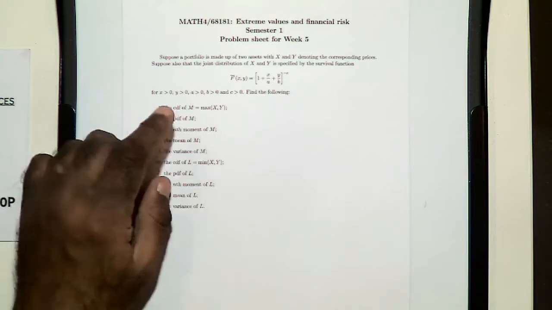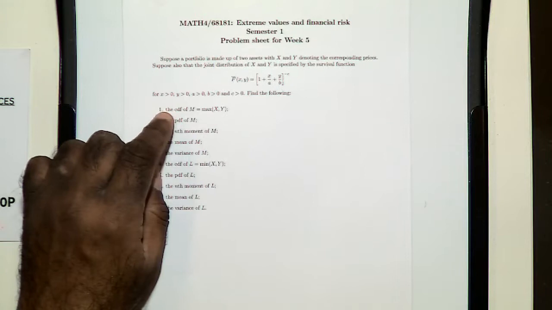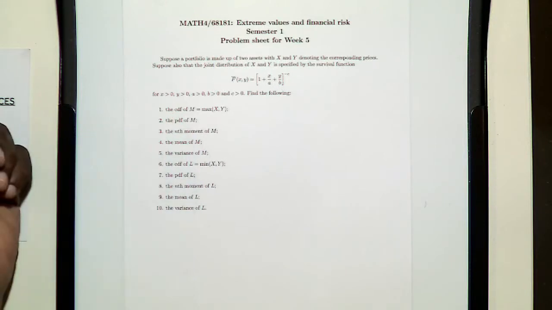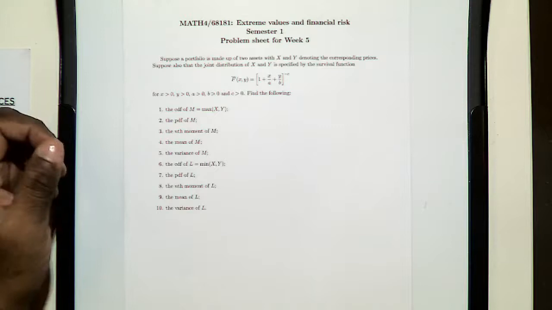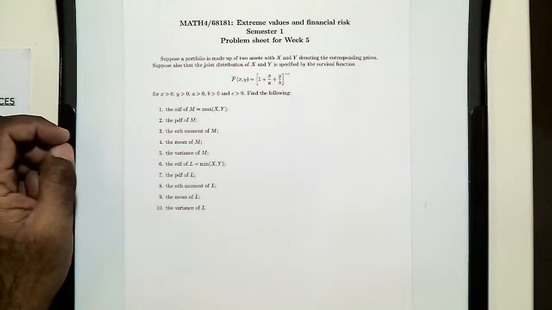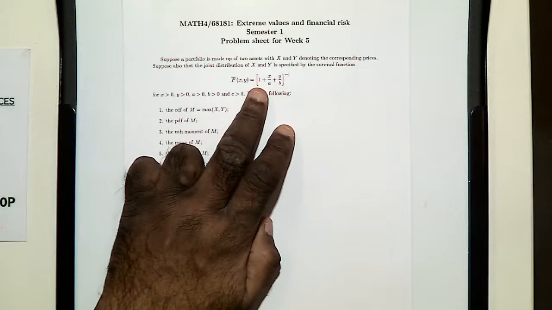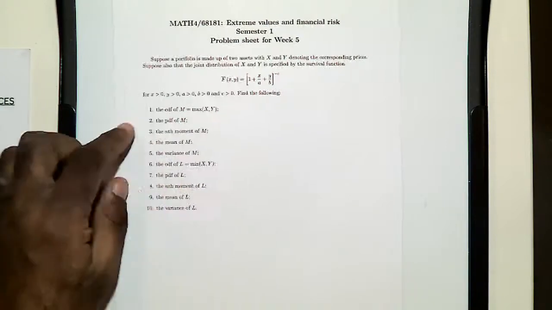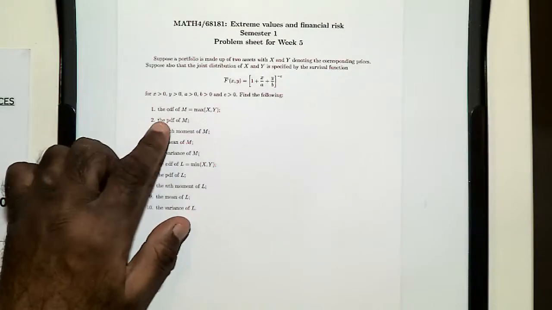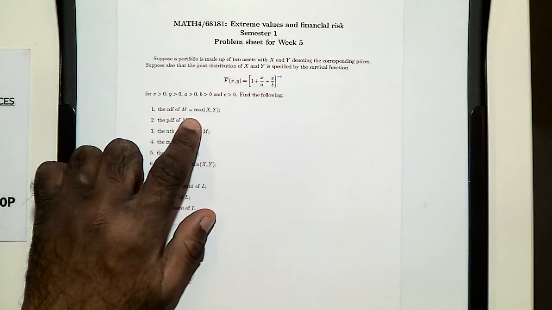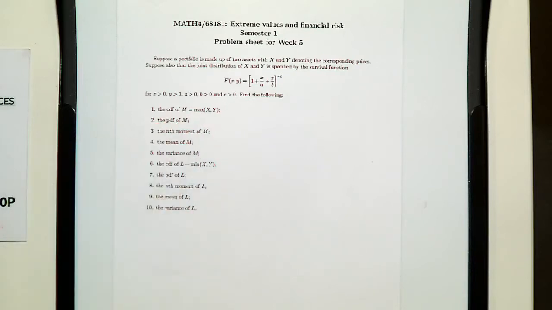The question is, you have two assets. A portfolio has two assets, worth X and Y, and you're told that the joint survival function of X and Y is given by this expression. The first question is to find the CDF of the maximum of the two assets. Now I hope you know how to do it.